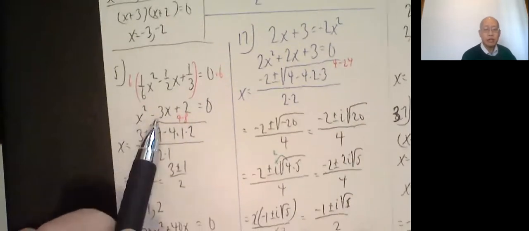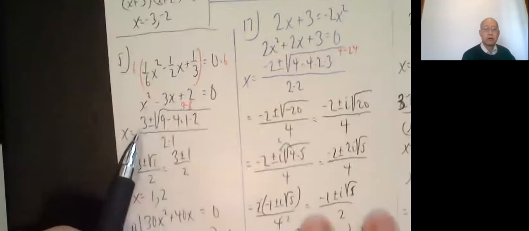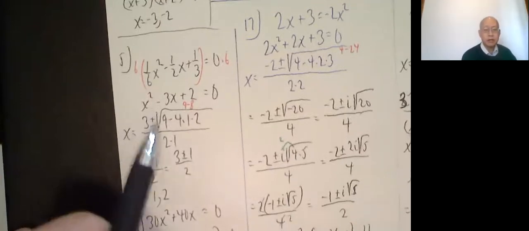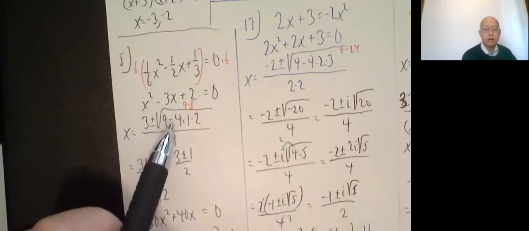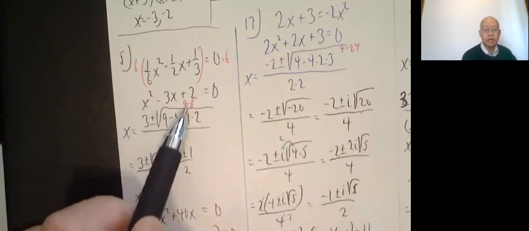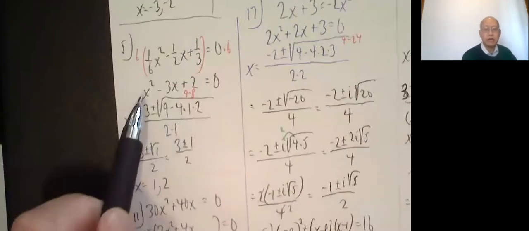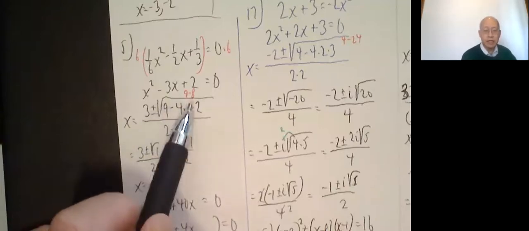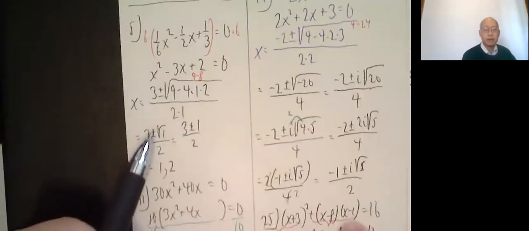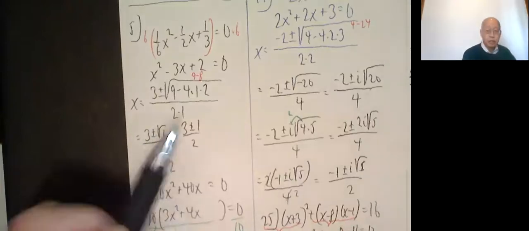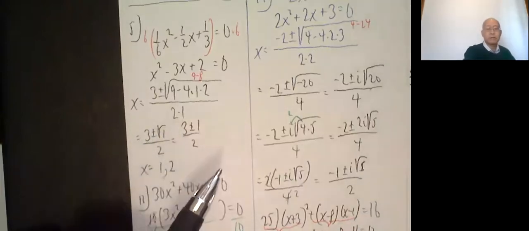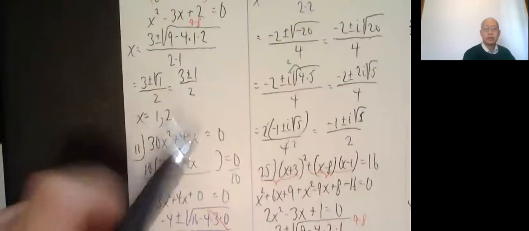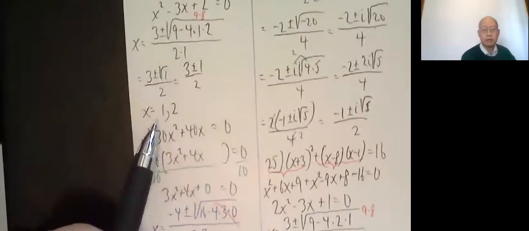A is 1, b is negative 3, c is 2. Plug into the formula. X is negative b, positive 3, plus or minus the square root of b squared, 9, minus 4 times a, which is 1, times c, which is 2, all over 2 times a, 2 times 1. Underneath the radical, I have 9 minus 8, which is 1. So 3 plus or minus the square root of 1. Square root of 1 is 1. So 3 plus or minus 1 divided by 2. 3 minus 1 is 2. 2 divided by 2 is 1. 3 plus 1 is 4. 4 divided by 2 is 2.